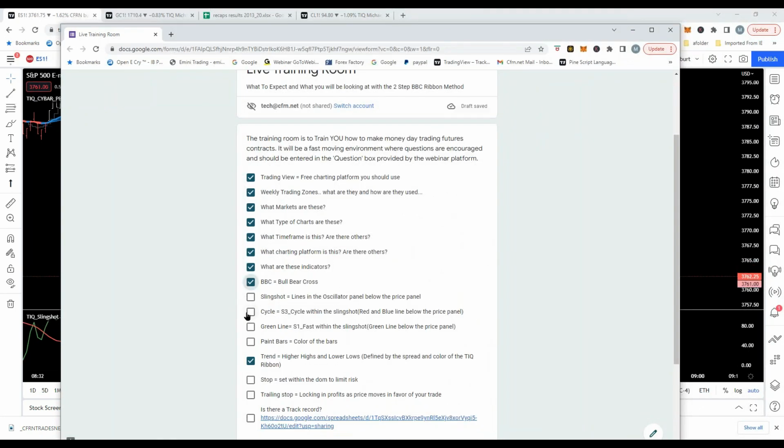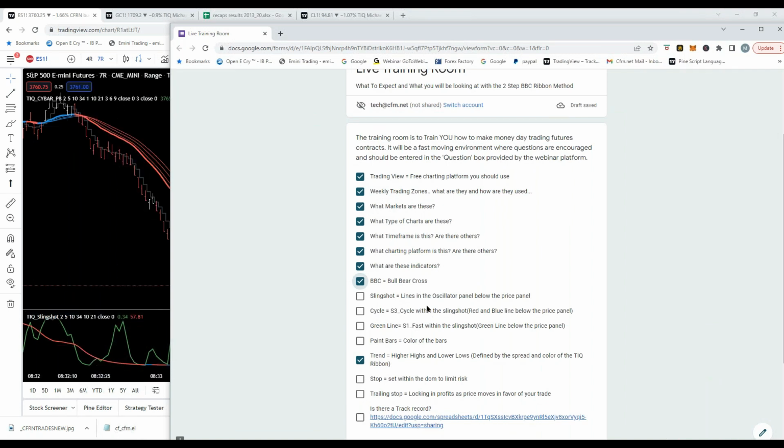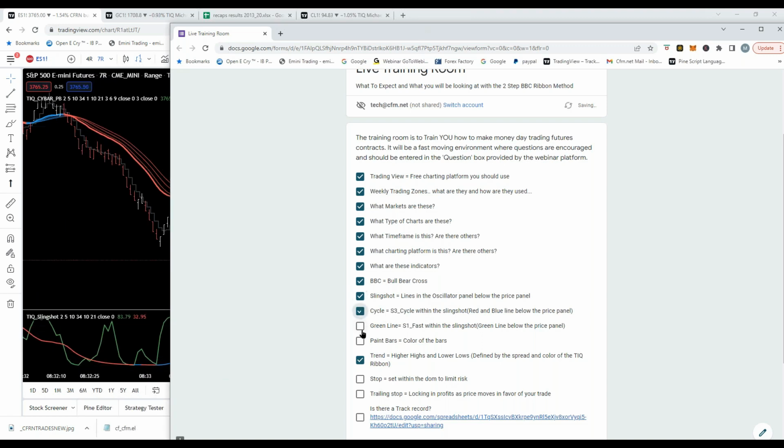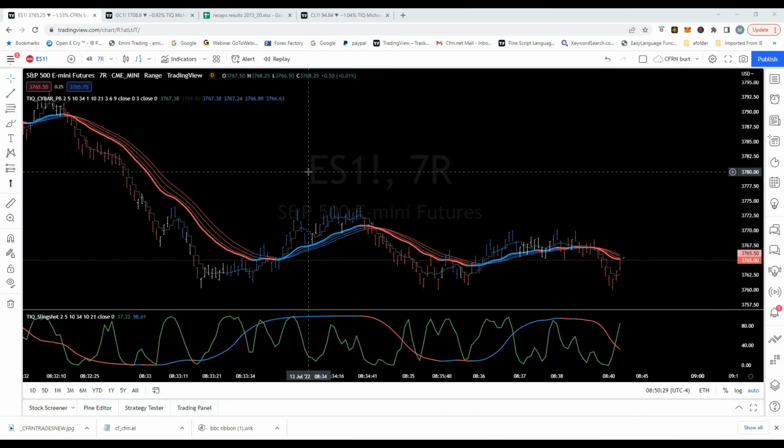The slingshot, the lines in the slingshot. And we go through a couple of them here. Now the slingshot is lines in the oscillator panel below. This is a slingshot down here, if you see down here at the bottom. The S3 cycle, that is the red and blue line. The S1 fast is the green line. Now, let me check these off and I'll explain how to use those quickly, all right, relatively quickly.